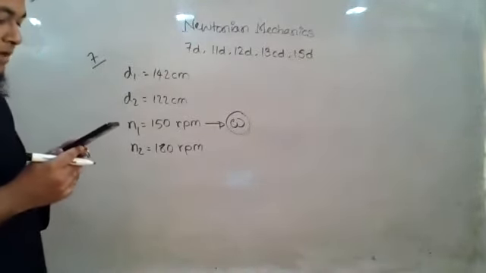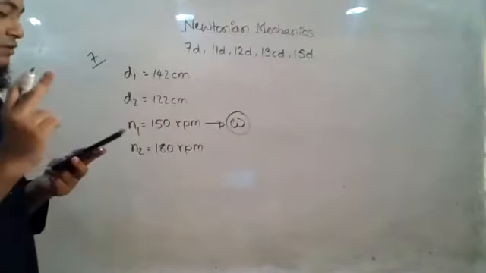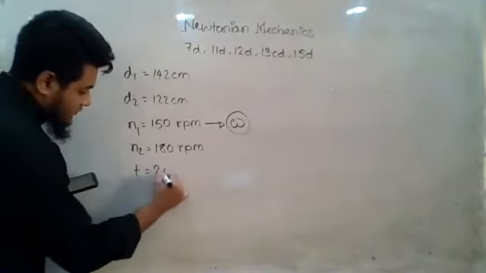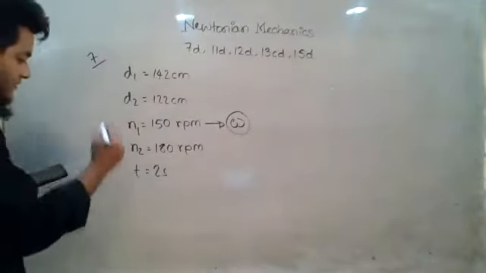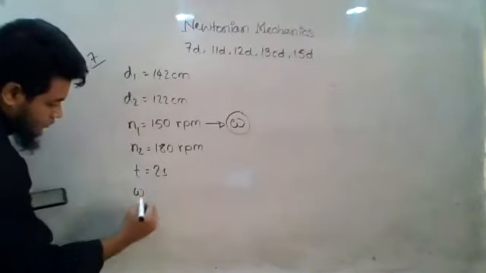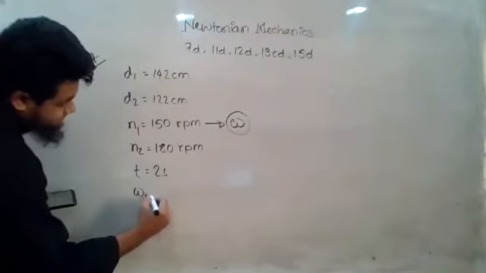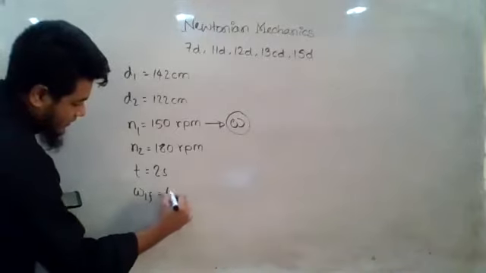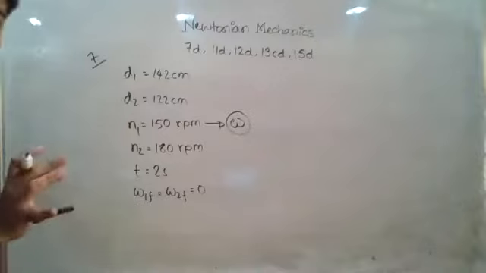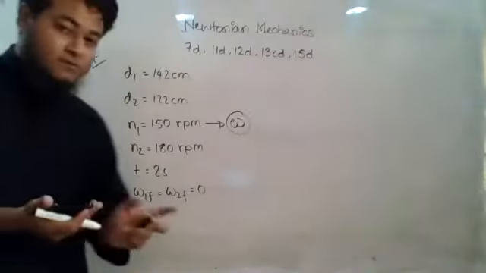Both fans stop after 2 seconds of being switched off. Okay, in 2 seconds they stop. The time is 2 seconds for both of them, and the final velocity for both of them, that one we can say actually omega 1f and omega 2f. The final velocity for both of them is 0 because both of them have stopped, right? So these are the information that we can gather from this stem.